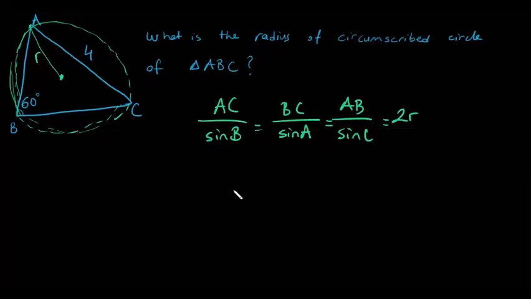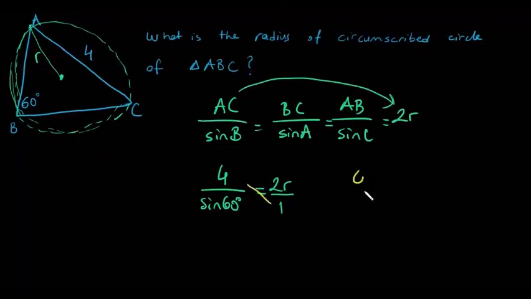So AC, which is 4, over sine of B is equal to, B is equal to 60 degrees, so sine of 60 degrees is equal to, we don't know BC and the measure of A, but we don't need these two, okay? We can just write this is equal to also 2R, right? So 2 radius. 4 over sine of 60 is equal to 2R over, let's write 1, then we can do the cross multiplication. 4 times 1 is 4. 2R times sine of 60 degrees.